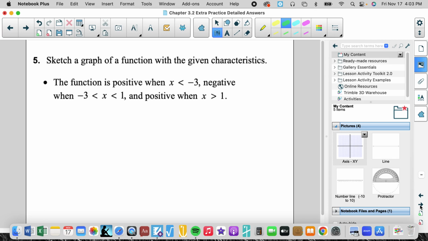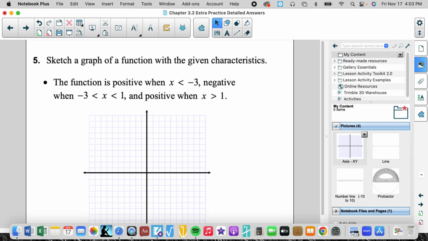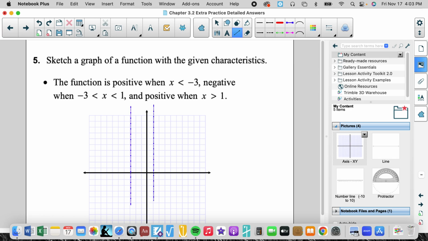The function is negative when x is between those, and positive when x is less than negative 3 and when x is greater than 1. All right. Let's get a graph. We got a couple places where we're intersecting or changing direction. x is less than negative 3, so that's one of them. Do I still have this? Let's see if it's still alive. Yes. Let's back it up. All right, so x is negative 3. 1, 2, 3, that's negative 3. And then 1 is doing something different.